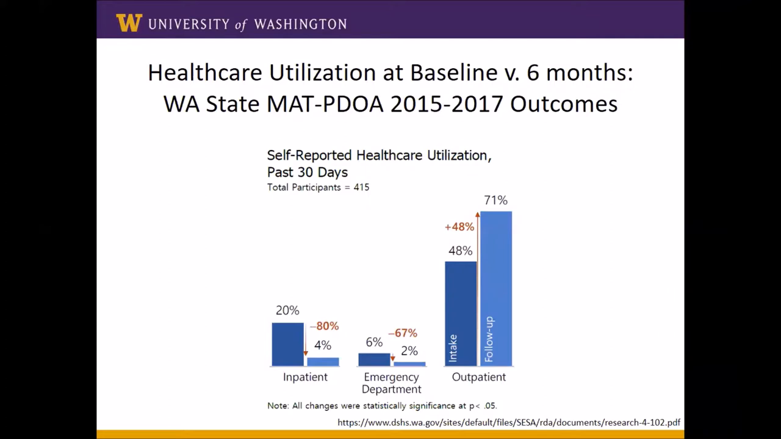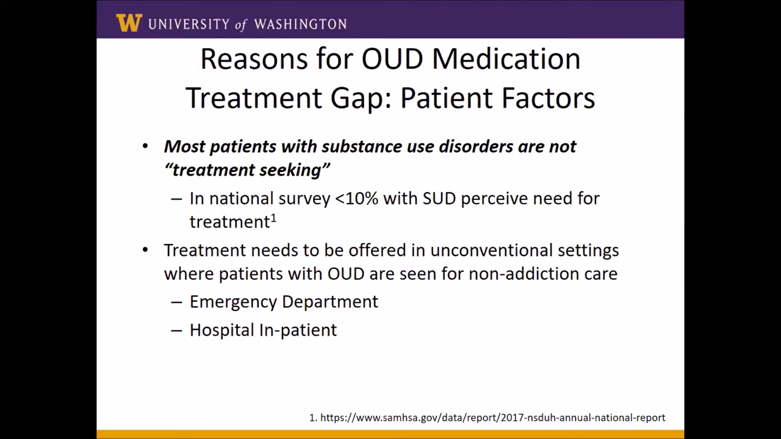So in addition to provider-related barriers, we must acknowledge patient-level barriers. One such barrier is that most patients with substance use disorder do not perceive a use disorder and do not seek treatment. As a result, it becomes critical to offer opioid use disorder medications in medical contexts where patients with opioid use disorder are being seen, but where treatment has not historically been offered. Two such examples of that are the emergency department and the hospital inpatient setting.